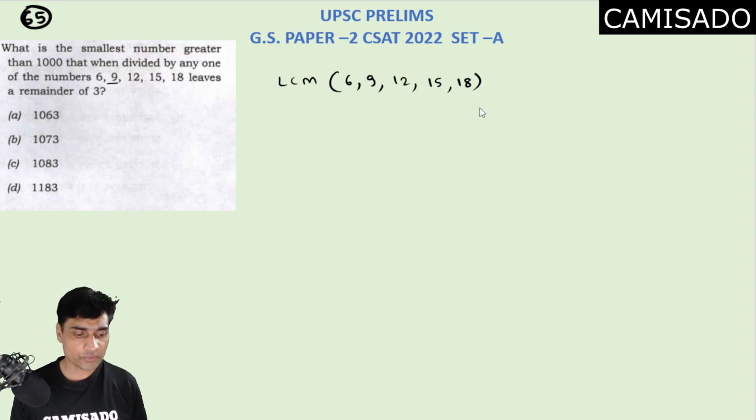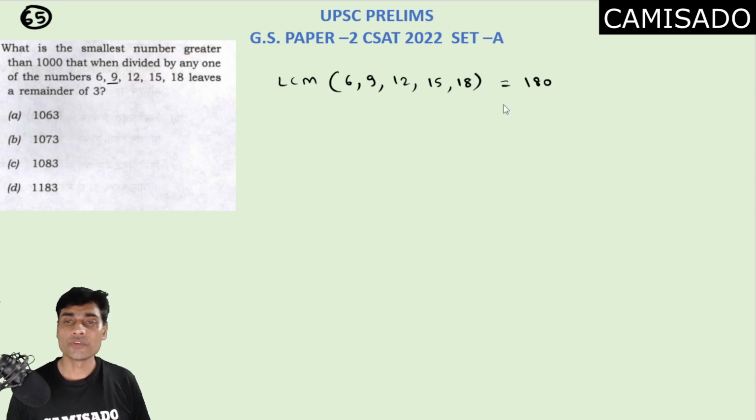So when we calculate the LCM of these numbers, wait a minute, I have already calculated it. I am not going to calculate it again. So the LCM of these numbers comes out to be 180.